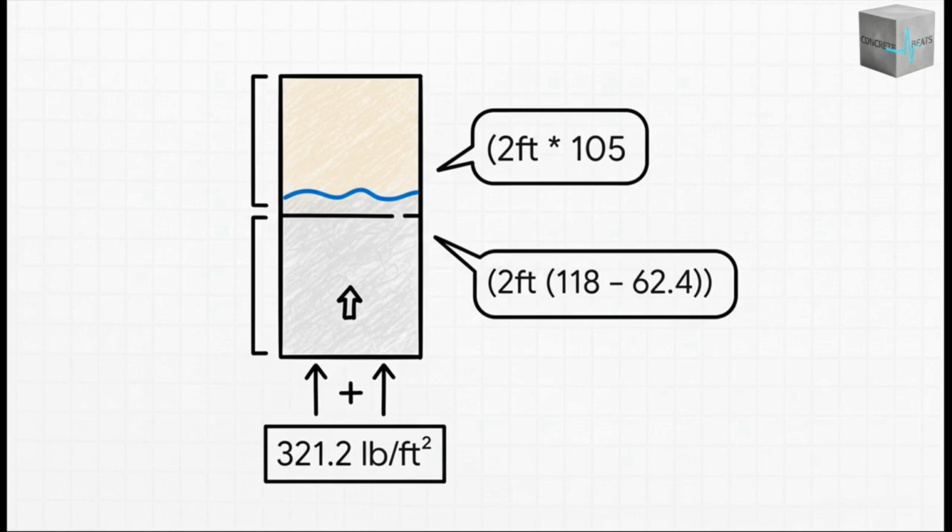So for the first 2 feet of dry soil, we use the full unit weight, 105. But for the next 2 feet that are submerged, we have to use the effective unit weight, which is the saturated weight of 118 minus the weight of water, 62.4. Add those two pieces together and we get an effective stress of 321.2 pounds per square foot. Getting this right is absolutely critical.